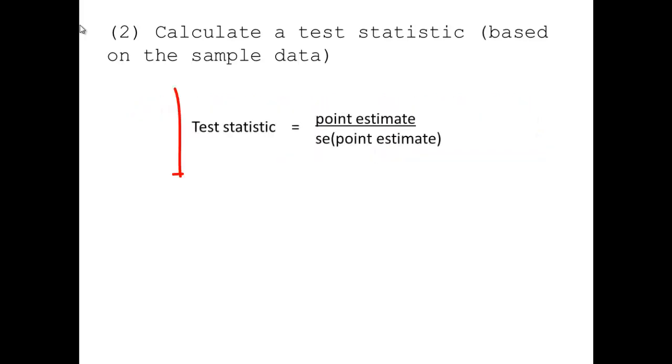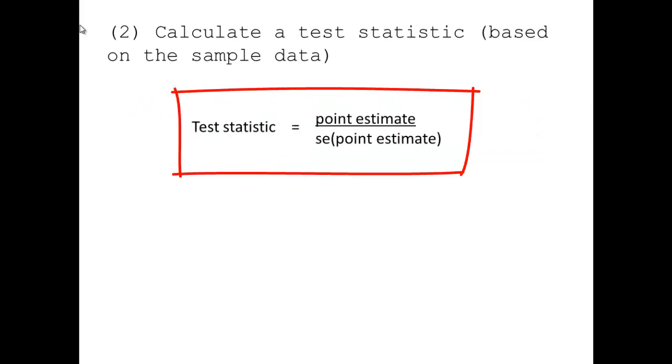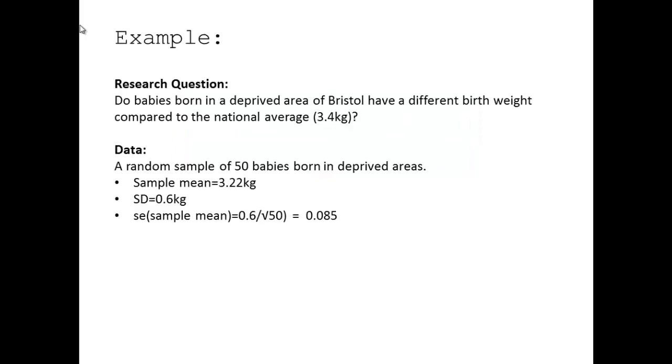Now this is a general form for a test statistic. It is the point estimate divided by the standard error of the point estimate. So let's go back to the example. Our research question was, do babies born in the deprived area of Bristol have a different birth weight compared to the national average of 3.4 kilograms?